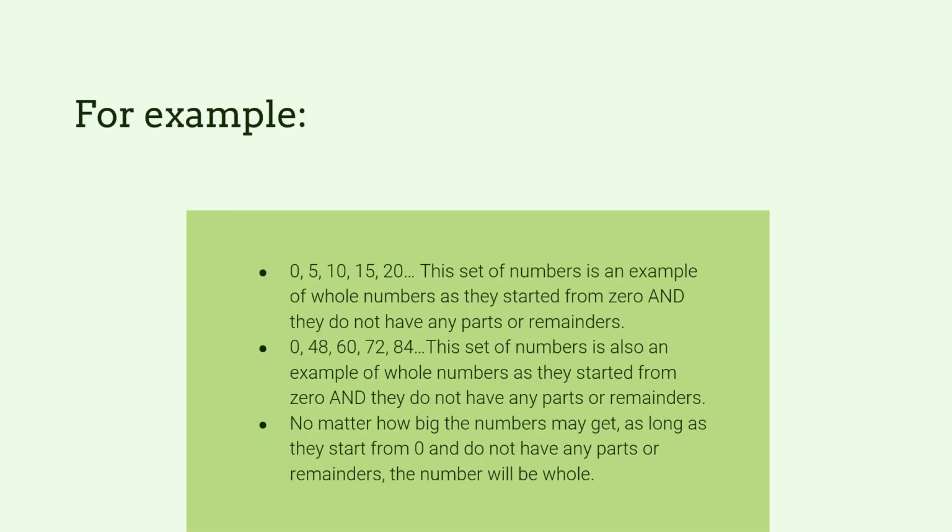For example, the number set 0, 5, 10, 15, 20. That set of numbers is an example of whole numbers as they started from 0 and they do not have any remainders or parts. The number set 0, 48, 60, 72, and 84. This set of numbers is also an example of whole numbers because it started counting from 0 and they do not have any parts or remainders. So no matter how big the numbers may get, as long as they start counting from 0 and they don't have any parts or remainders, the number will be whole.